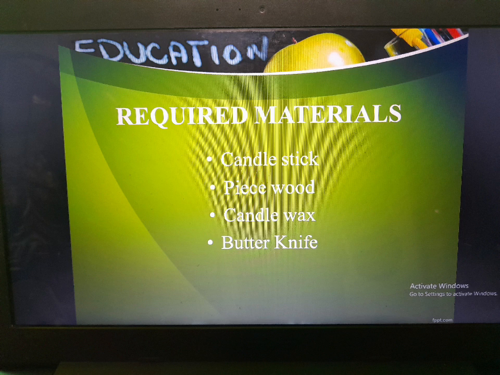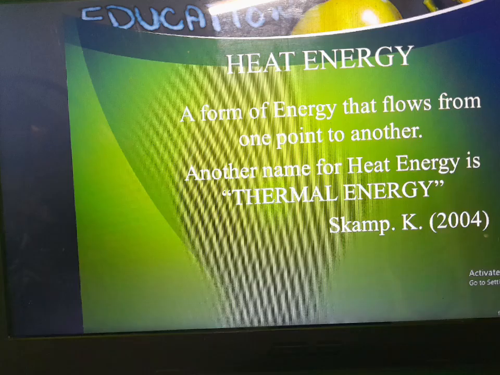Just before we go through the process of the experiment, let's go through a little about heat energy. Heat energy, or thermal energy, is one of the forms of energy that flows from one point to another, from the heat point to the cold point of a metal. For more clarification of this lesson topic, we will be doing an experiment to find out whether it is true or just an assumption. Anything that produces heat and light is a heat energy.